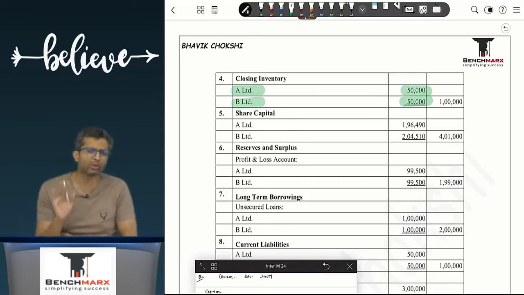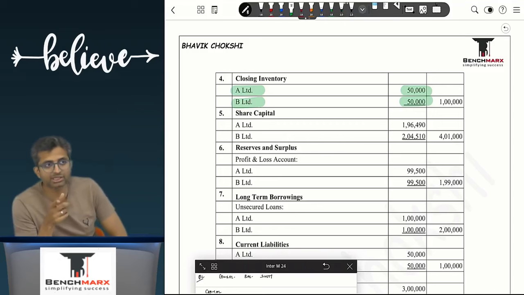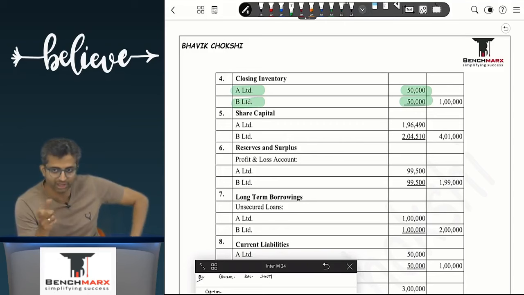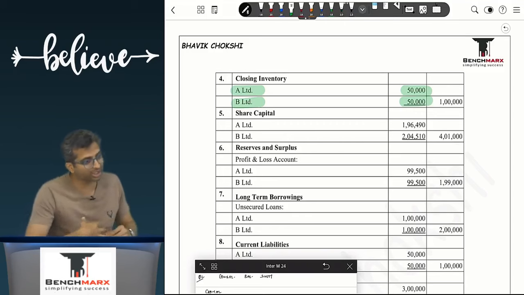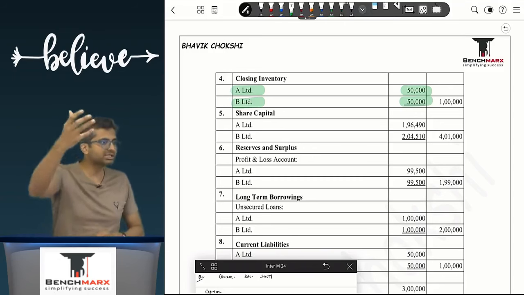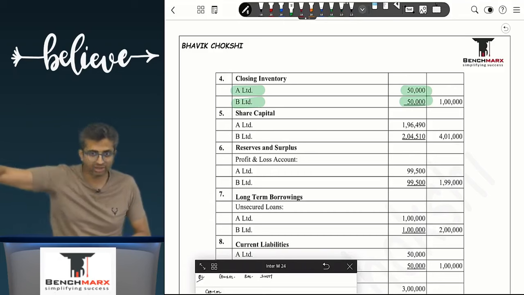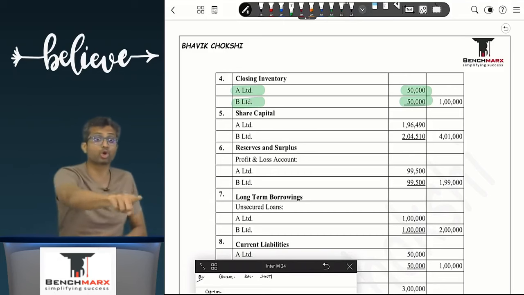This is the only point where you could have possibly made a mistake. Why? Because you will get stuck. You will say, okay, changes in inventory, opening minus closing. So closing is 1 lakh. This is going in the P&L account. But remember, closing stock is not an expense. It is just goods that you have purchased, which you have not yet sold. You can't show closing stock as an expense. Closing stock is already inside purchases.